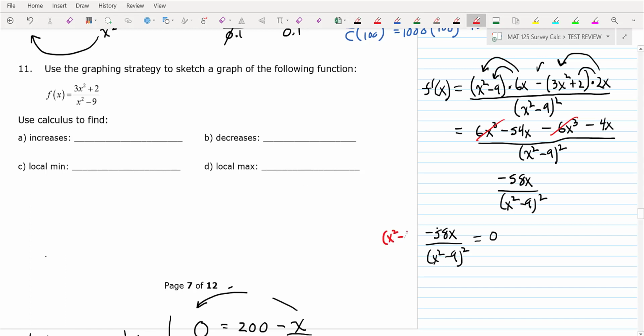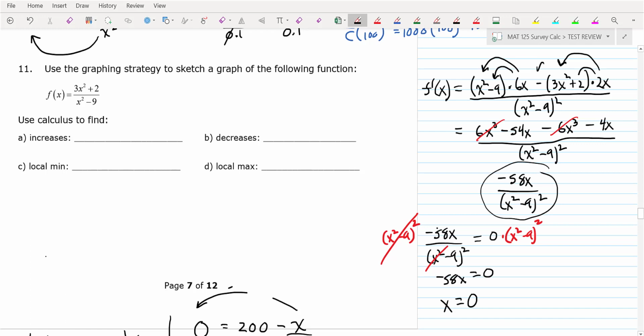Well, you've got a fraction. So if you multiply both sides by the denominator, that will clear the fraction, and it'll give you the equation negative 58x equals 0. So the solution of that equation is x equals 0. So that's one of your critical points. And you can do that in your head. If your derivative is a fraction, you're figuring out what makes the numerator 0.